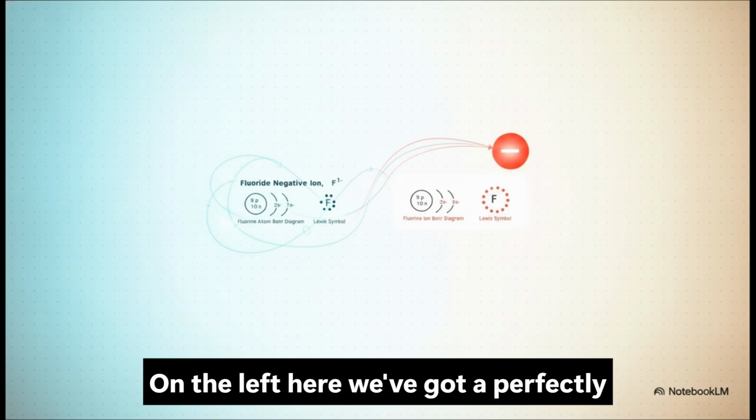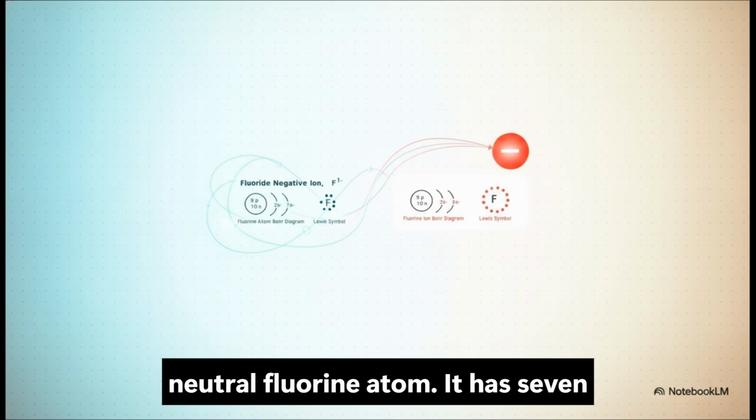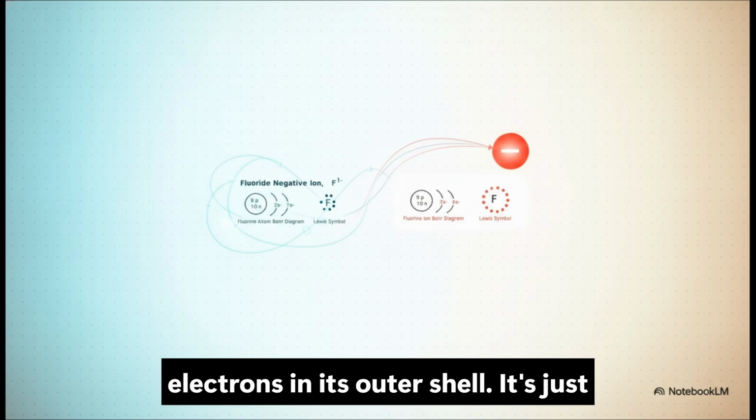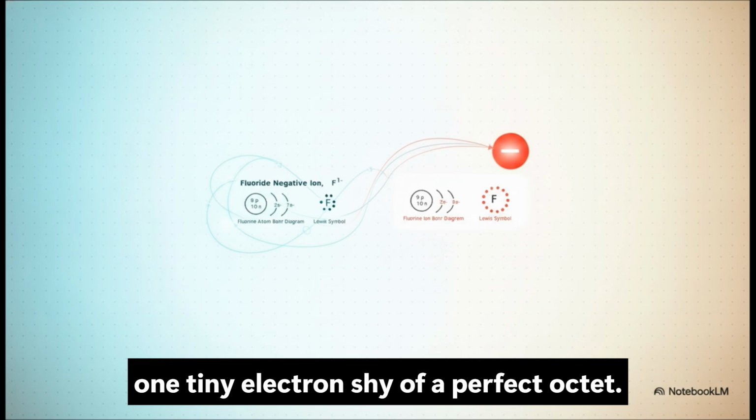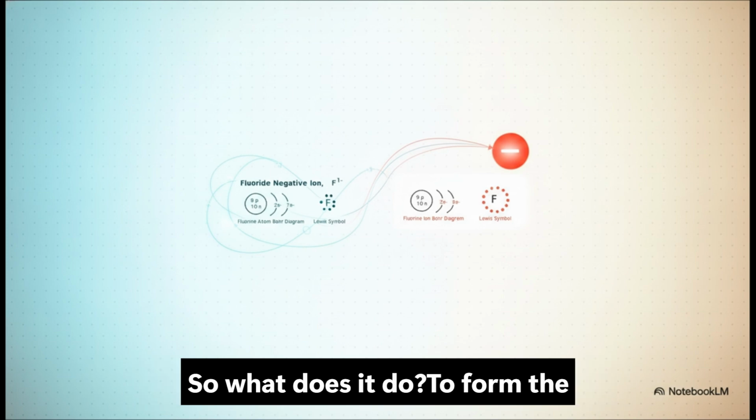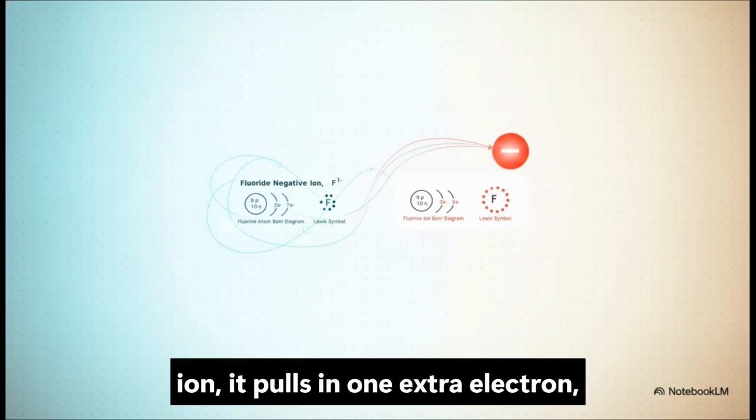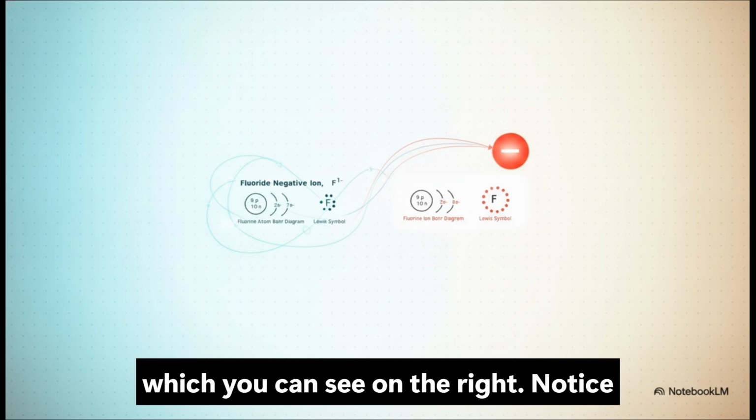On the left here, we've got a perfectly neutral fluorine atom. It has 7 electrons in its outer shell. It's just one tiny electron shy of a perfect octet. So what does it do? To form the ion, it pulls in one extra electron, which you can see on the right.